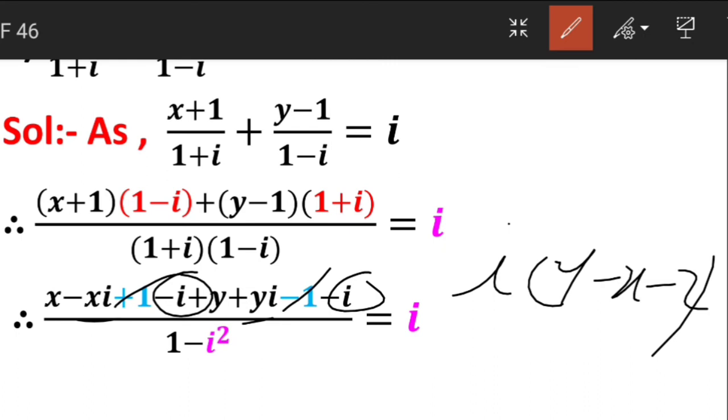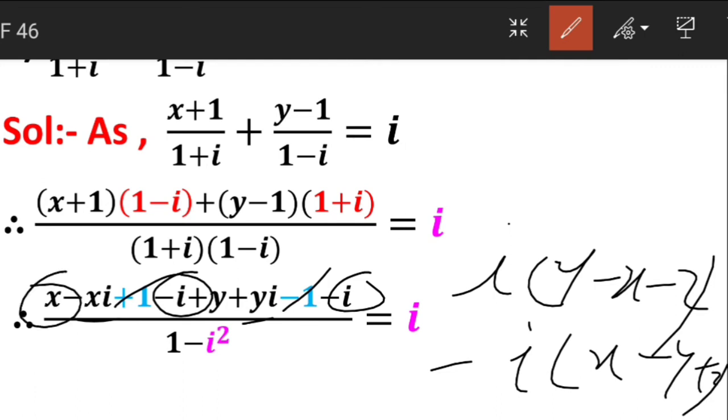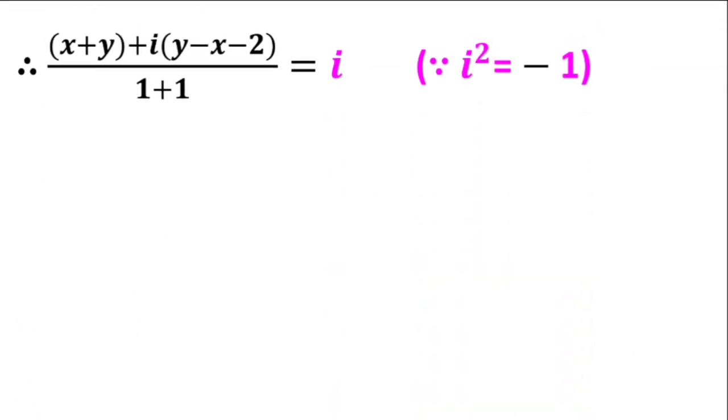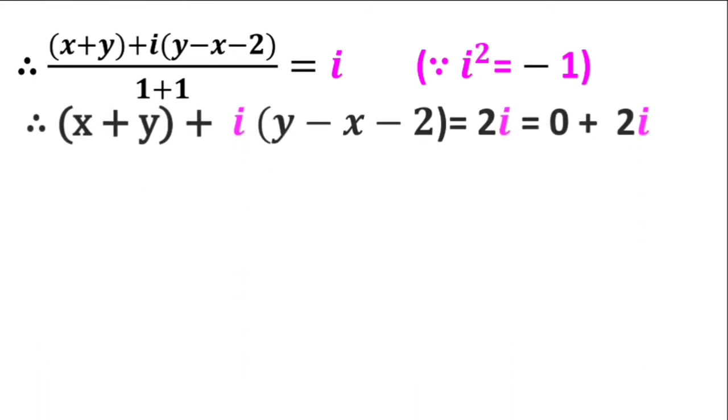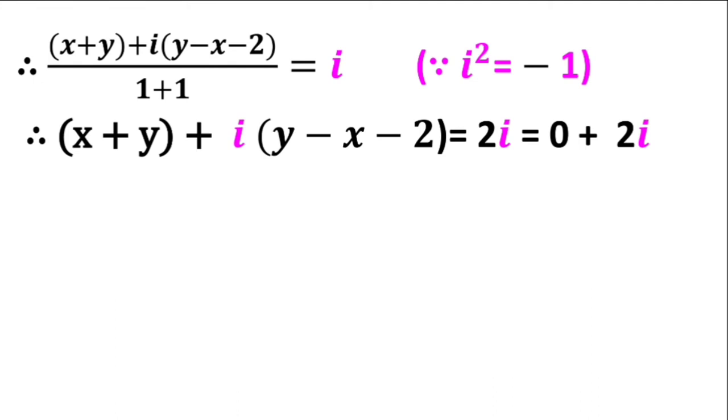Again xi, yi: taking i common, you will get y minus x minus 2, or taking minus i common, it becomes x minus y plus 2. Here x and y are free from i, so write them together. So it becomes (x plus y) plus i times (y minus x minus 2) upon 1 plus 1. 1 plus 1 is 2. Then 2 is transferred to the RHS. That is nothing but x plus y plus i times (y minus x minus 2) is equal to 2i. What is 2i? 0 plus 2i.